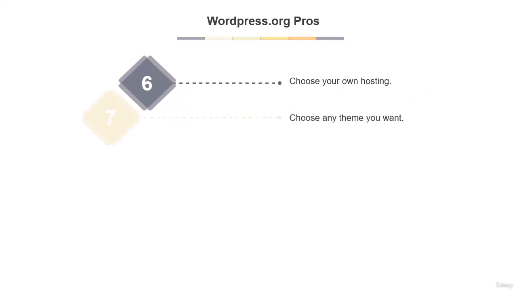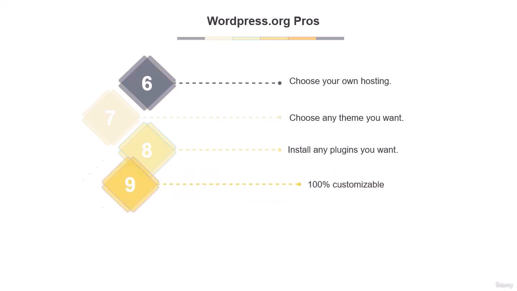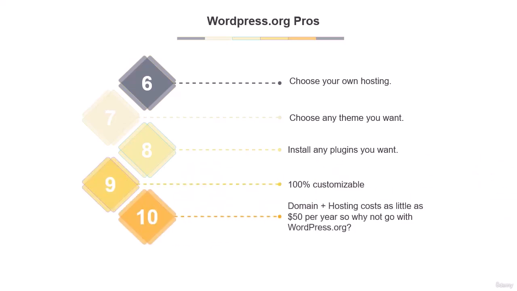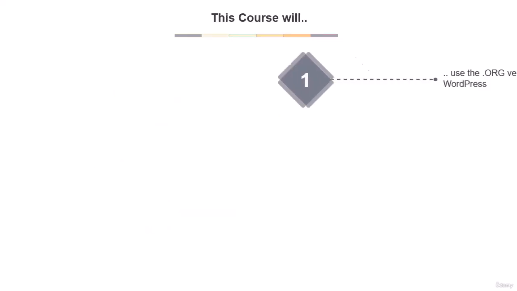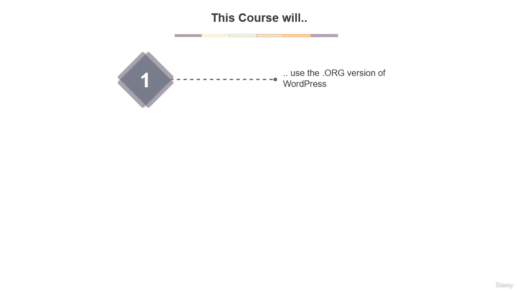The WordPress.org then, the pros are that you can choose your own hosting, you can choose any theme that you want, you can install any plugins that you want, it's 100% customizable, and the domain plus hosting costs as little as $50 a year. So why not go with WordPress.org? This course will use the .org version of WordPress.